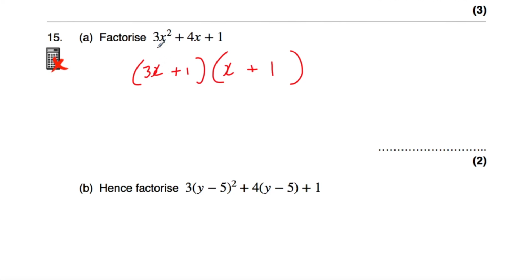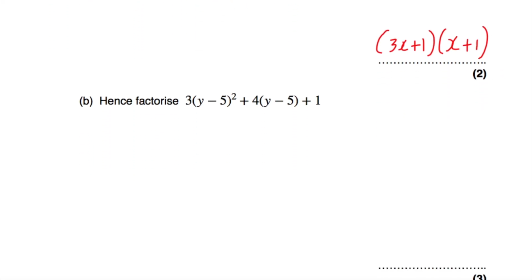And let's just check it. 3x times x is 3x squared. 3x times 1 is 3x, plus another x would be 4x, and then plus 1 would be plus 1. So that's it factorized. (3x plus 1)(x plus 1). Okay, and then part B.